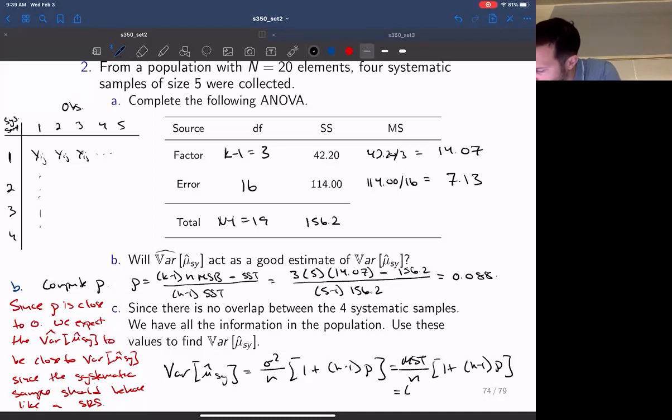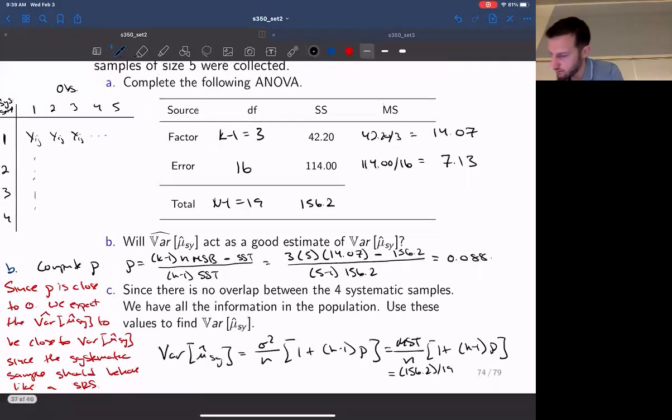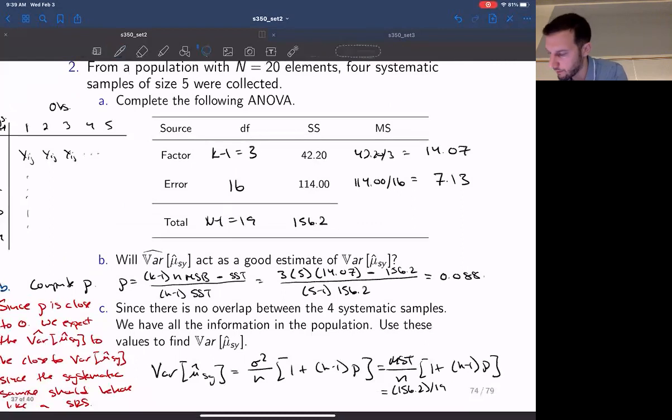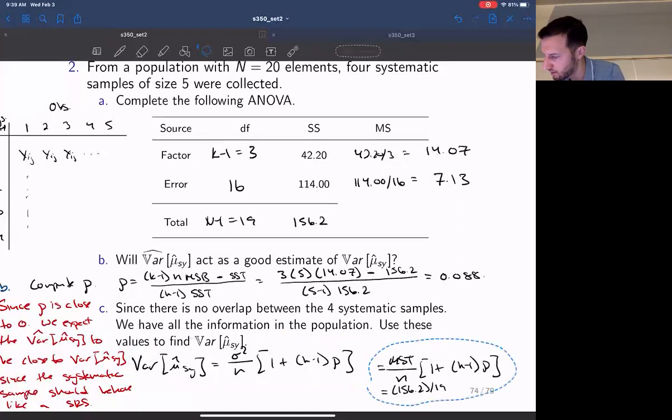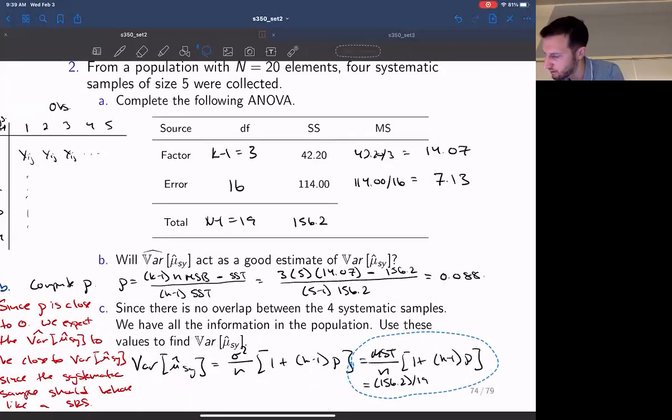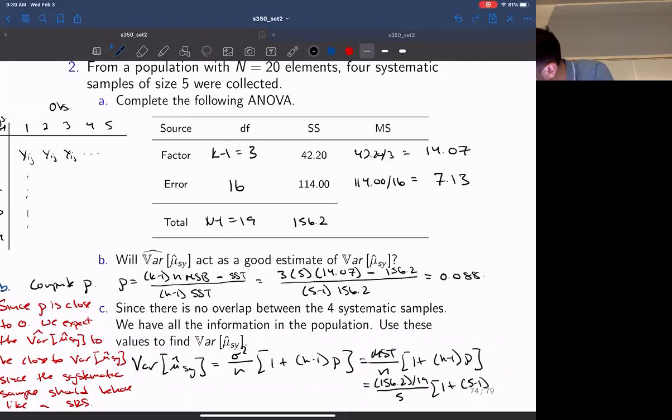Okay, so then here we should have 156.2 over 19. Didn't do a very good job with the spacing on this one. Divided by 5, 1 plus 5 minus 1 multiplied by 0.088. And then this should be in the area of 1.0983.